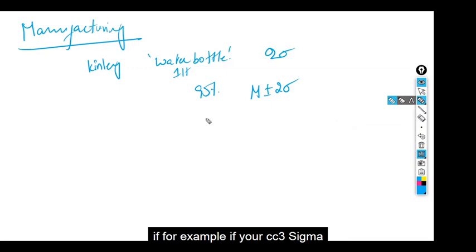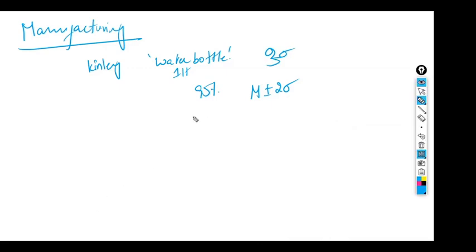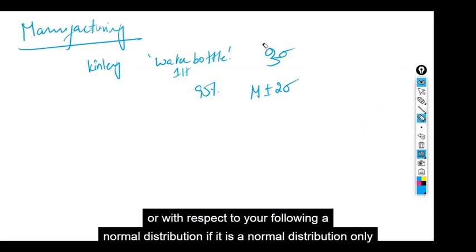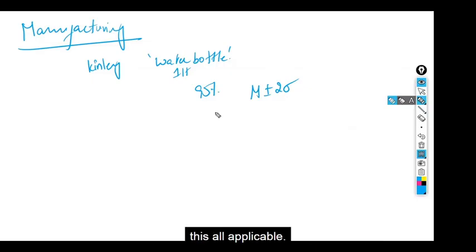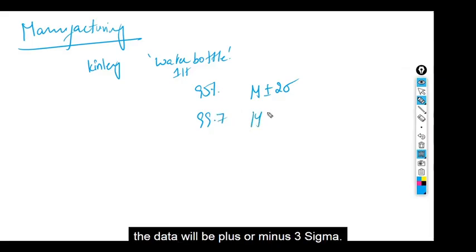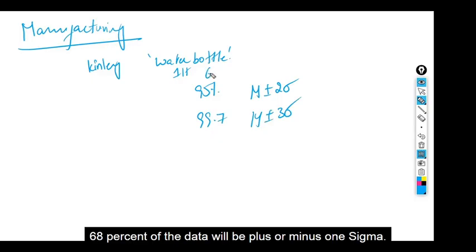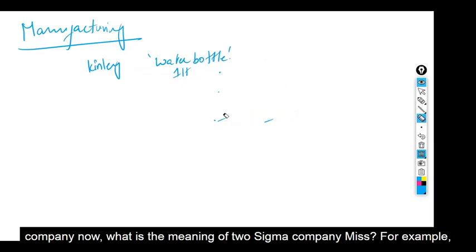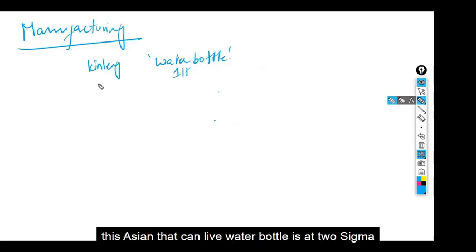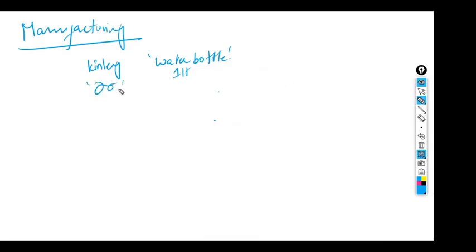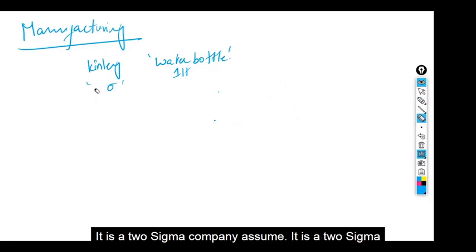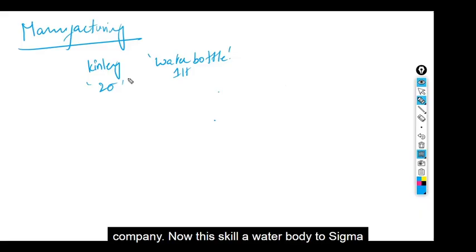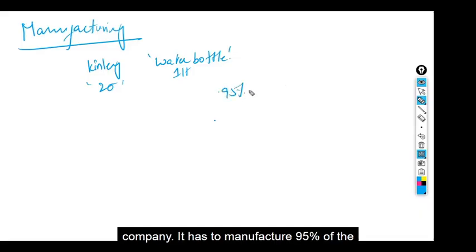If you are a 3 sigma company, or you are following a normal distribution, this is all applicable only if it is a normal distribution. Now 99.7% of the data will be within plus or minus 3 sigma, and 68% of the data within plus or minus 1 sigma. Now, what is the meaning of a 2 sigma company? Assume that Kinley water bottle is a 2 sigma company. Now this Kinley 2 sigma company has to manufacture 95% of the data correctly.